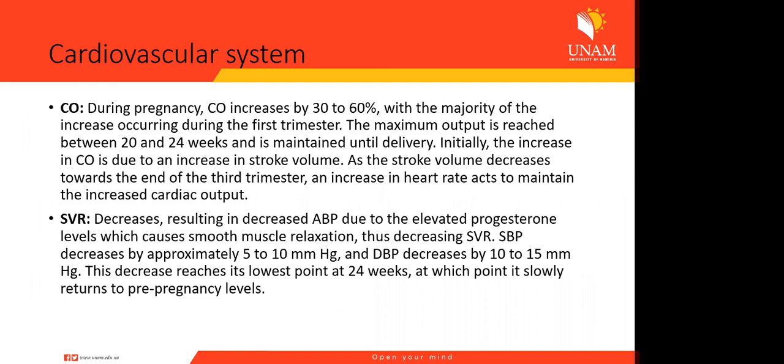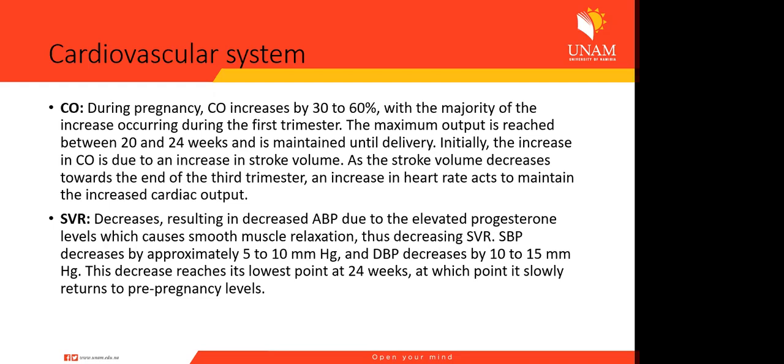All right, cardiovascular system. No, actually, let me start by saying that no system in the pregnant woman is spared from the changes, both anatomical and physiological. So let's start with the cardiovascular system. The cardiac output increases from 30 to 60% during pregnancy. And most of these increases in cardiac output occur during the first trimester. By 20 to 24 weeks, maximum cardiac output must have occurred, and this is maintained until delivery.